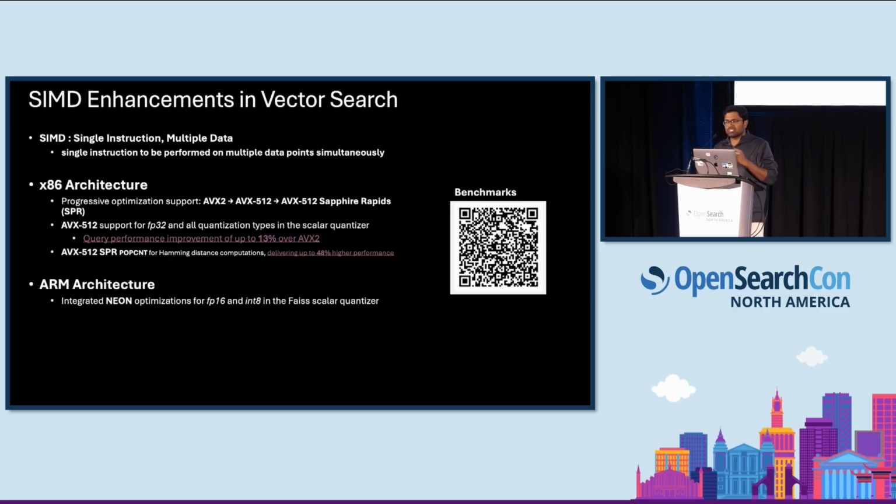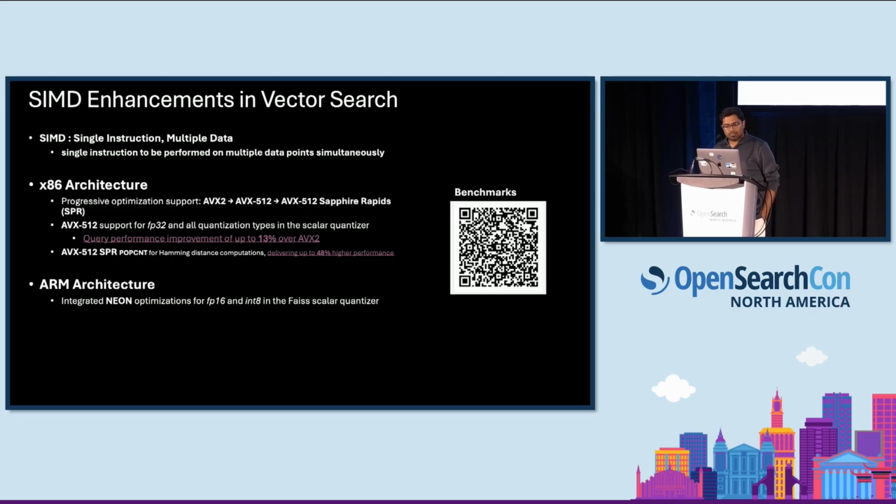So OpenSearch continuously invests in SIMD enhancements for vector search. As we know, there are multiple CPU architectures, Intel-based architectures, ARM-based architectures. We had a good collaboration with the Intel team as well in adding this support to OpenSearch libraries. Initially we had AVX2, then we upgraded to AVX 512. We recently added AVX 512 Sapphire Rapids, SPR, which helps boost the Hamming distance calculation, which further improved the latencies for disk-based vector search.